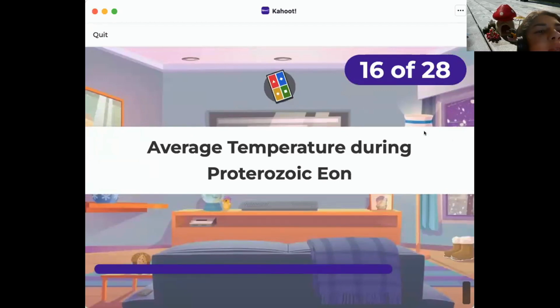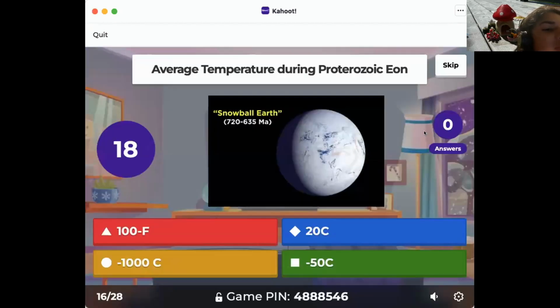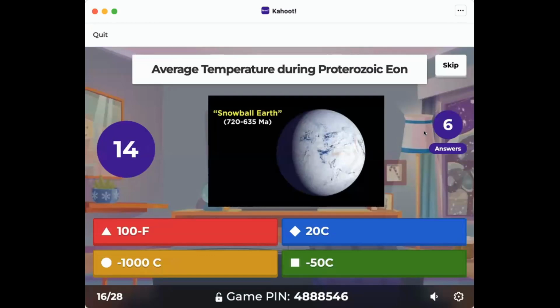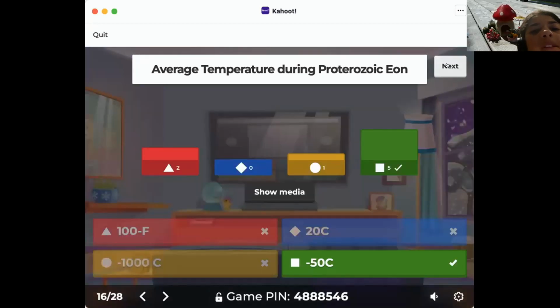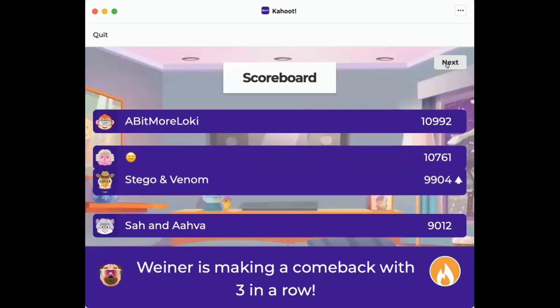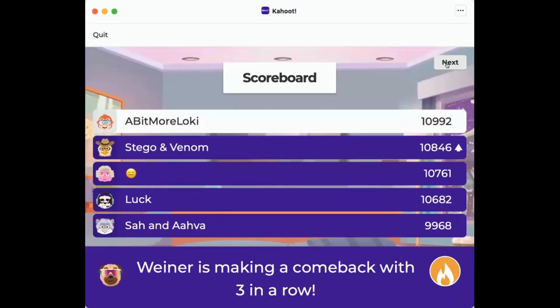Average temperature. Like Eon. Man, I don't know. No, I'm pretty sure I got this wrong. I don't do Celsius, people. I do Fahrenheit. Oh, I got it very wrong. Oh, how am I still in first?